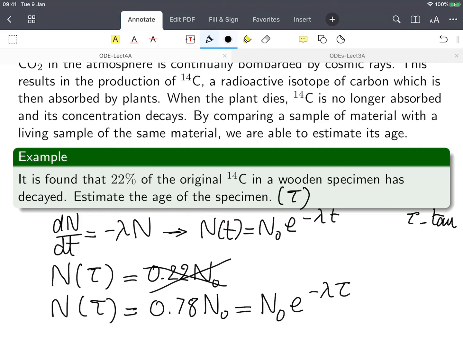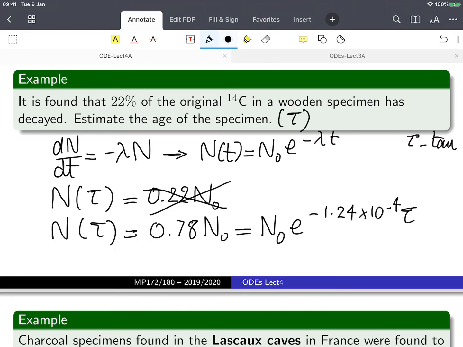Oh, and lambda, I know it because it's carbon-14. We just computed it, 1.24 times 10 to the power minus 4, times tau. So N0, I don't need to know it, cancels out from this equation. And I just have one equation for one unknown, tau. So I'll let you find it. With 10 minutes, we can do that. How old is this piece of wood?